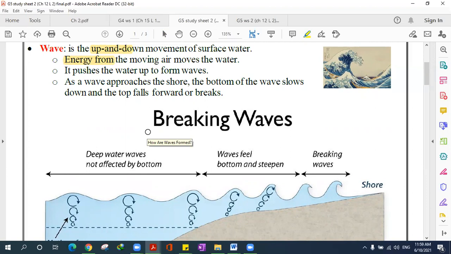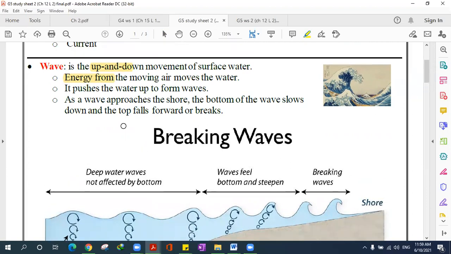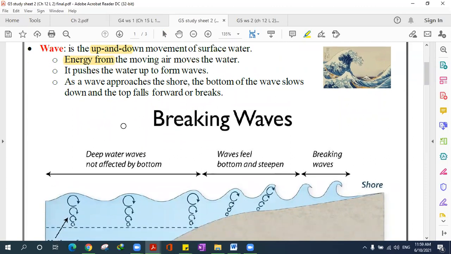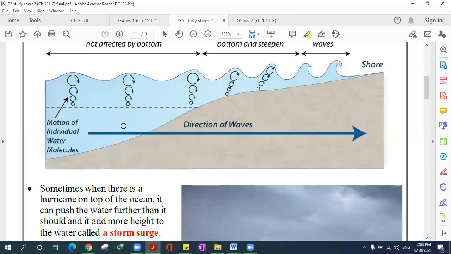Well, you said, what are waves? I said waves are the up and down movement. It's energy moving through the water, and the water carries this energy in the shape of the wave. And the waves, of course, start to slow down as they get closer to the beach or the shoreline, and then they fall and break.